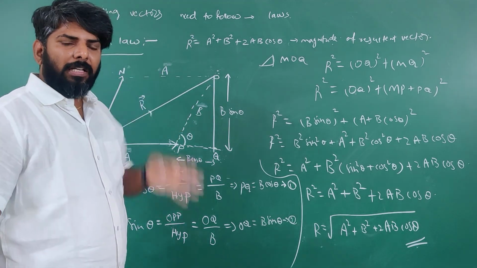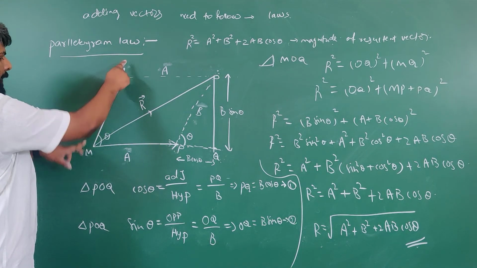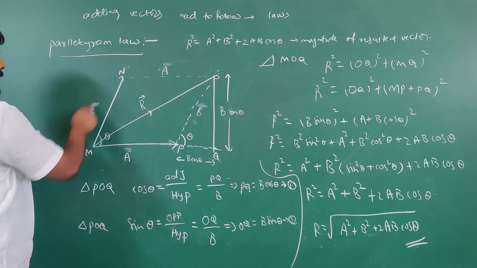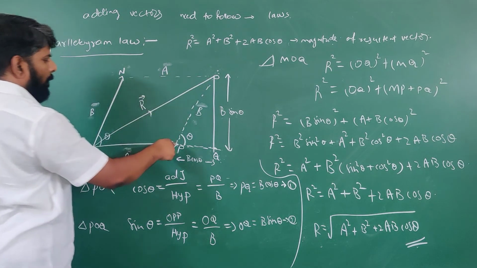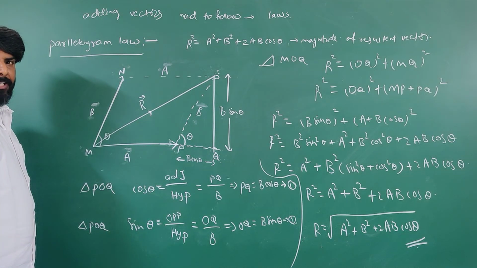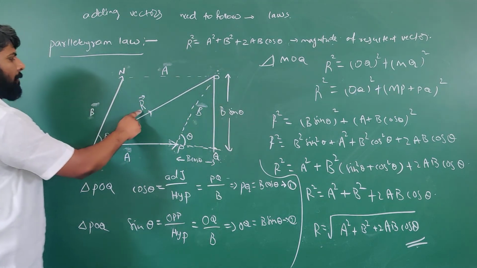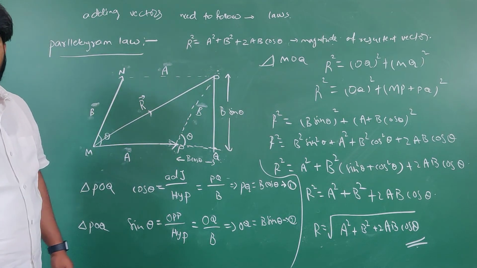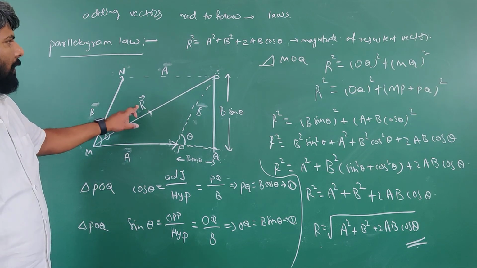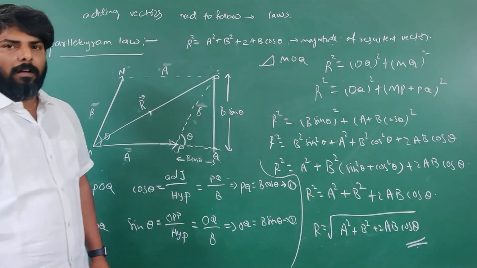Please observe once again, students, carefully. Two vectors MP and MN are taken as two adjacent sides of a parallelogram. MP value is A, MN value is B. So in a parallelogram, opposite sides are same. Right? In this parallelogram, diagonal gives the resultant vector. So magnitude of that resultant vector R equal to root of A square plus B square plus 2AB cos theta.